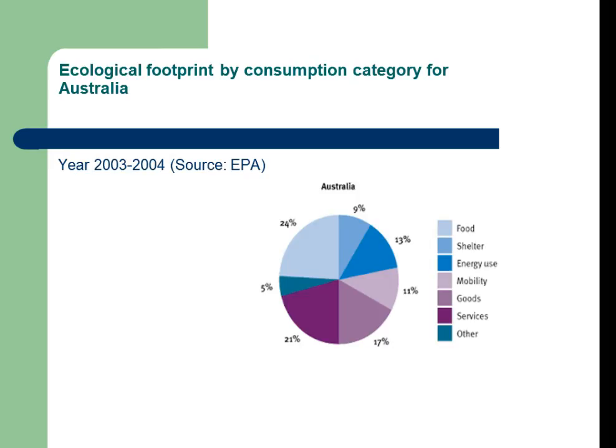As can be seen in the diagram, in the year 2003-2004, the approximate contributions of the various components were food 24%, goods 17%, shelter 13%, mobility 11%, etc. Overconsumption, our way of life in Australia, is threatening the future of our planet. We have been exceeding the Earth's ability to support our lifestyle. Habitats are being destroyed. Our soils and waterways are being degraded. The balance must be restored.